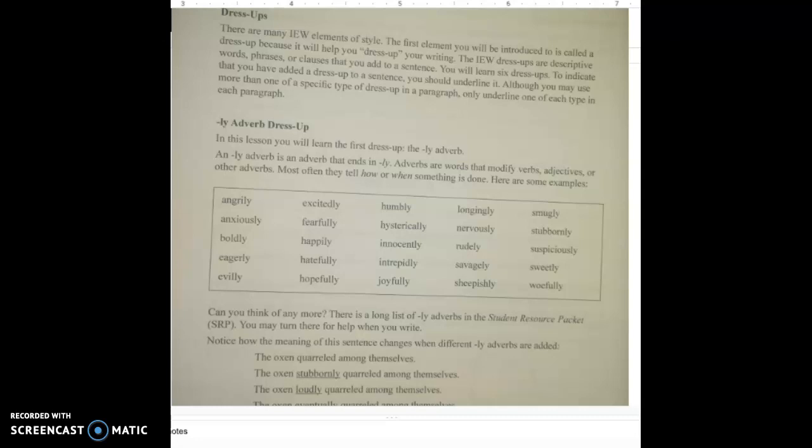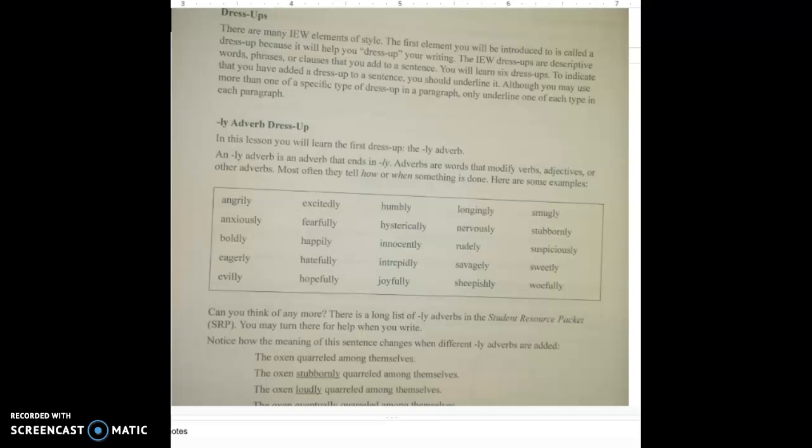Innocently pen. Nope, that doesn't make sense either. So if it doesn't make sense, then it should truly be an ly adverb. And if it does make sense, then it's probably an adjective, and you don't want to use it as an ly dress up. You can use it as an adjective dress up, but not an ly.